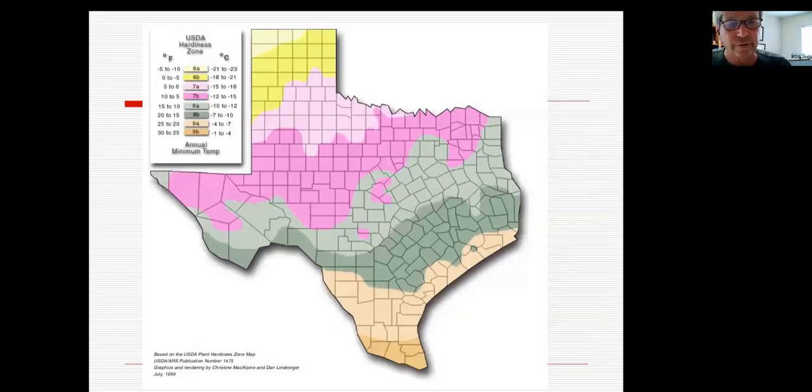Here's a little simpler form of the map that was put together for Aggie Horticulture a few years ago. And this will be revised every 20 years or so. It doesn't change much, but every now and then it does. And with climate change, you're probably going to see a little shifting of cold temperatures. So anyway, you can see better where we are, where we fall. Okay, moving on.